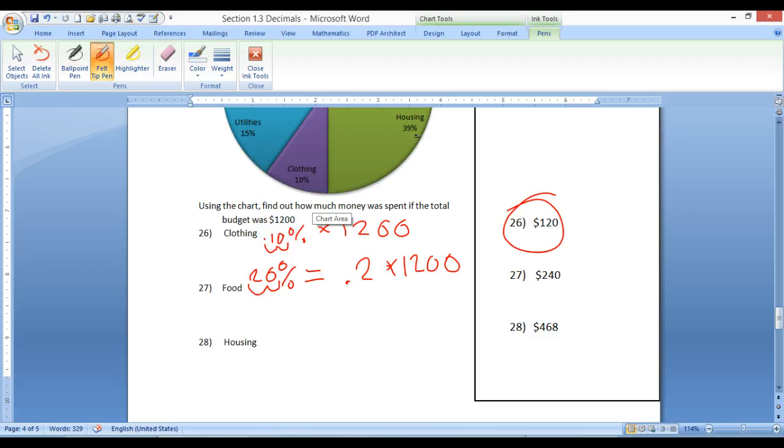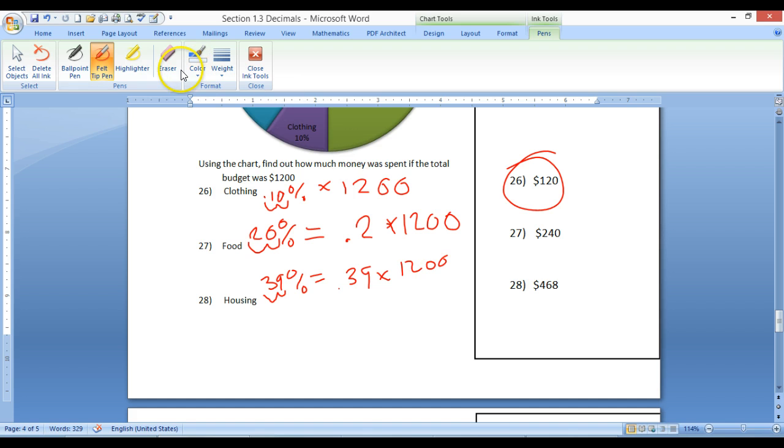So now that we know the process, we can come down here and change my percent, 39%, to the decimal. Remember, we need to move it over 2 place values, so it's 0.39 times the 1200. Okay, because that's going to get a little longer, I think I'm going to erase even more. I need some more room. 0.39 times 1200.